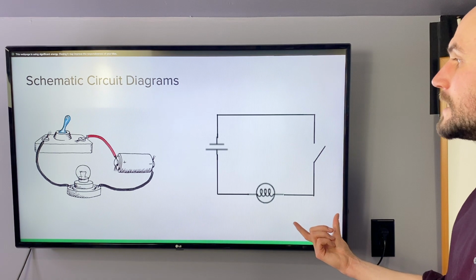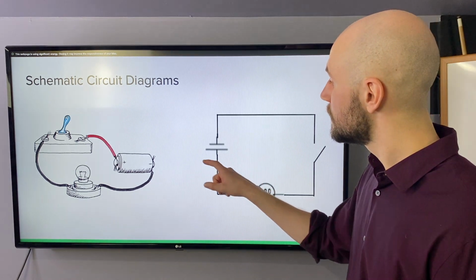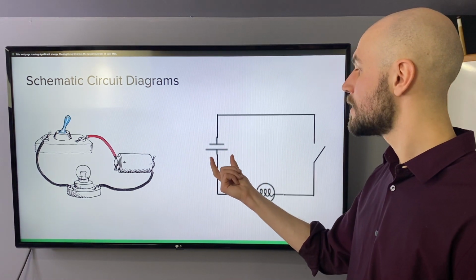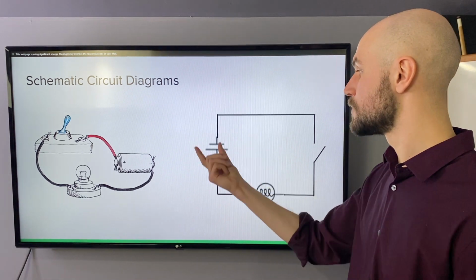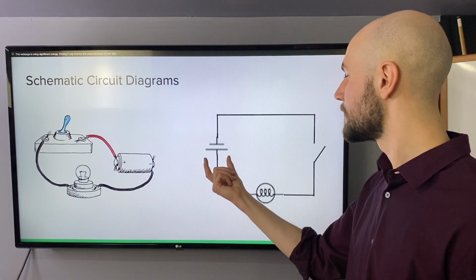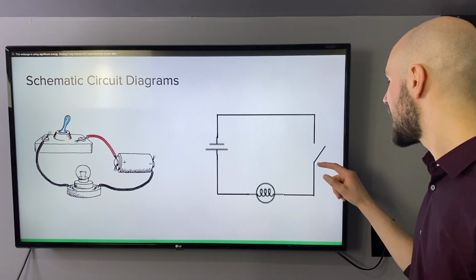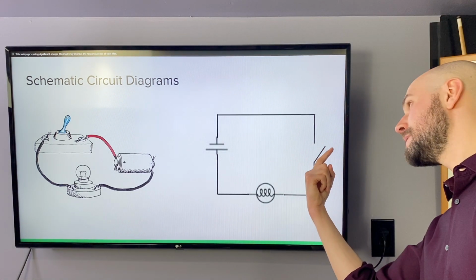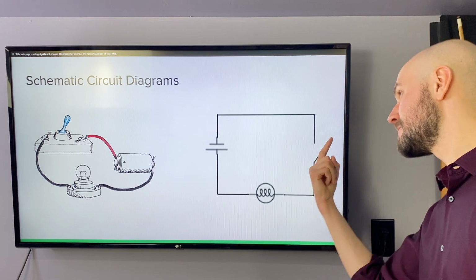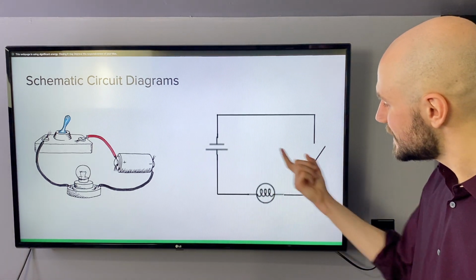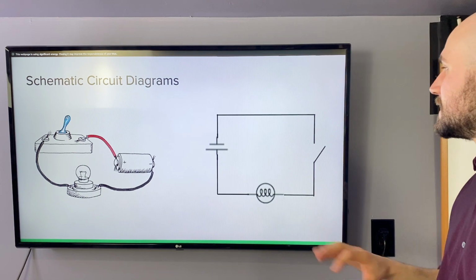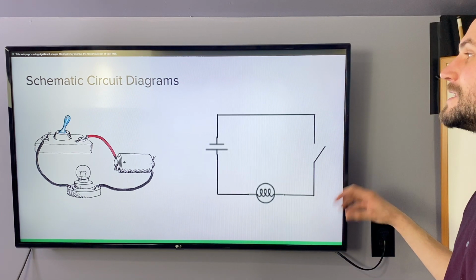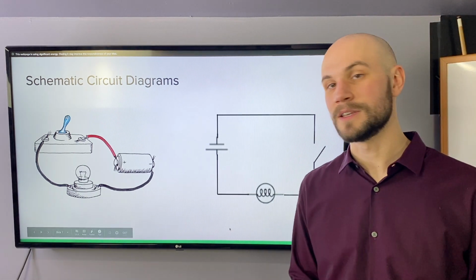We're going to talk about what each one of these mean. This here is our battery. This is our voltage source. This is the symbol we use for our battery. Here is our switch, right? Because the switch could be open, not allowing current to flow, or closed. And here is our lamp. This is a nice simplified diagram for us so we can easily communicate what's going on with these circuit diagrams.